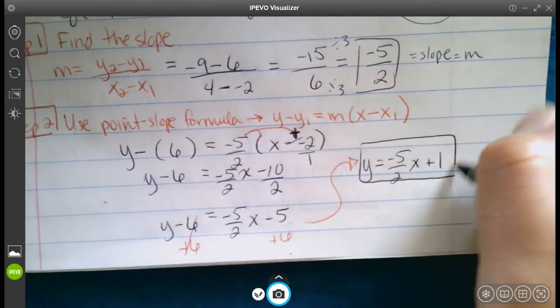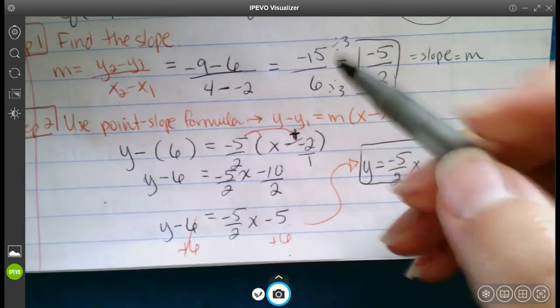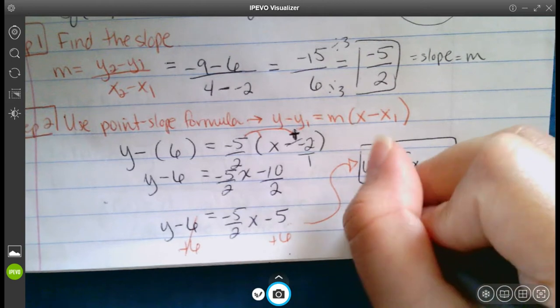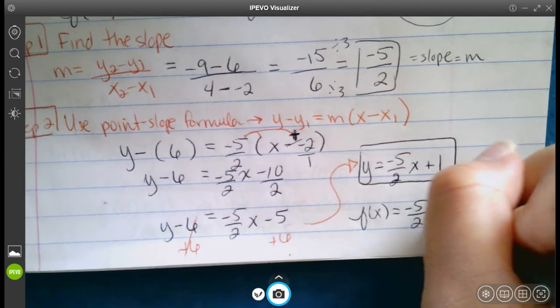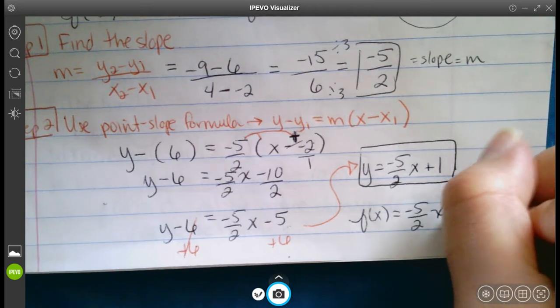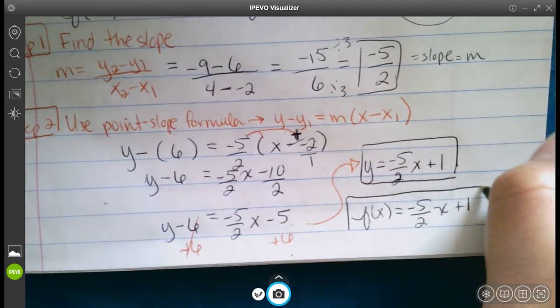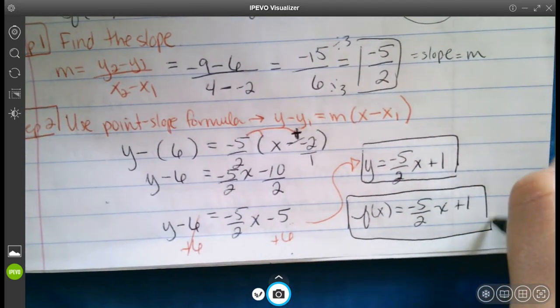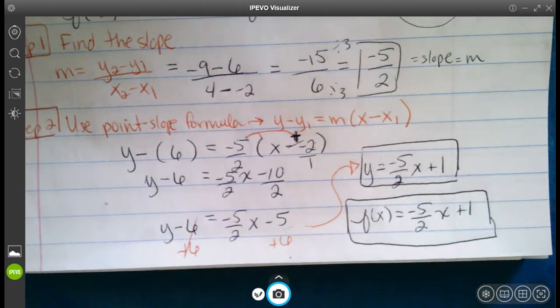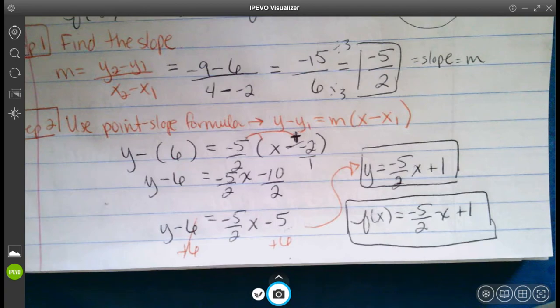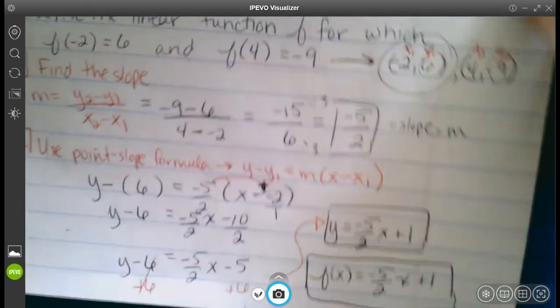And if we wanted to be a little bit more correct, because this was an f of x function, right? You would go ahead and write it as f of x. So f of x is equal to negative 5 halves x plus 1. Hopefully I didn't make any mistakes this time. I know on one of these before I did something weird with the signs. So there we go. If you catch something, let me know. Okay. All right. That's it for that one.